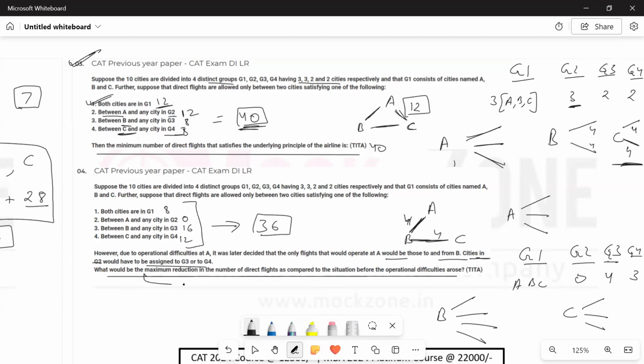So what is the maximum reduction? From 40 to 36, how much is the reduction? 4. So the maximum reduction which is possible is 4. Okay? So the answer for this question is 4.